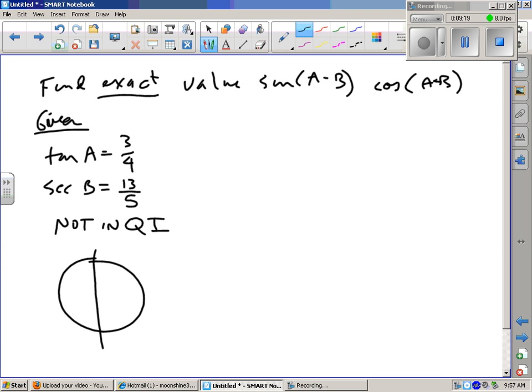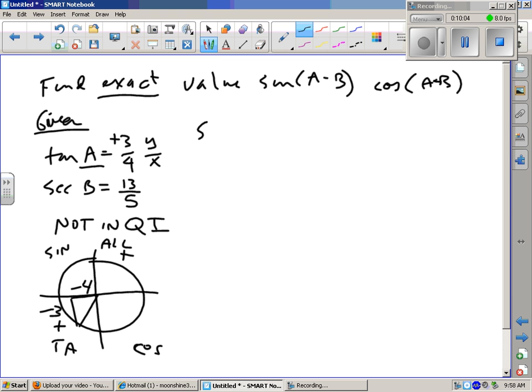So let's figure out what quadrant they are in. Well, if tangent is a positive 3/4, it's either in the first quadrant or the third quadrant. Remember, all sin tacos. That tells you where they're positive. So all is in the first and tangent is in the third. So I know tangent has to be in the third. So I'm going to draw a triangle in the third quadrant. Now remember, tangent is y over x. So that means the y is 3 and the x is 4. However, we're going left and down, so that makes them both negative.